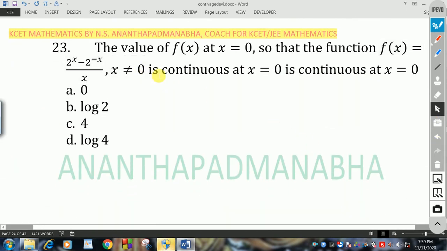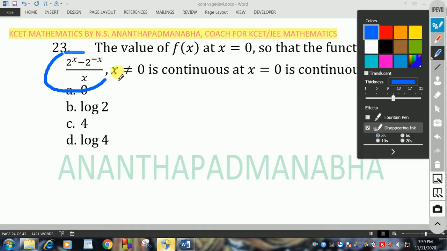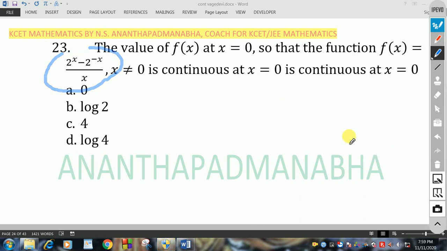Next, the value of f of x at x is equal to 0, so that the function f of x is equal to 2 to the power of x minus 2 to the power of minus x, for x not equal to 0, is continuous at x equals 0. Option A is 0, option B is log 2, option C is 4, and option D is log 4. So the value of f of x at x equals 0, that means I have to find f of 0 again.